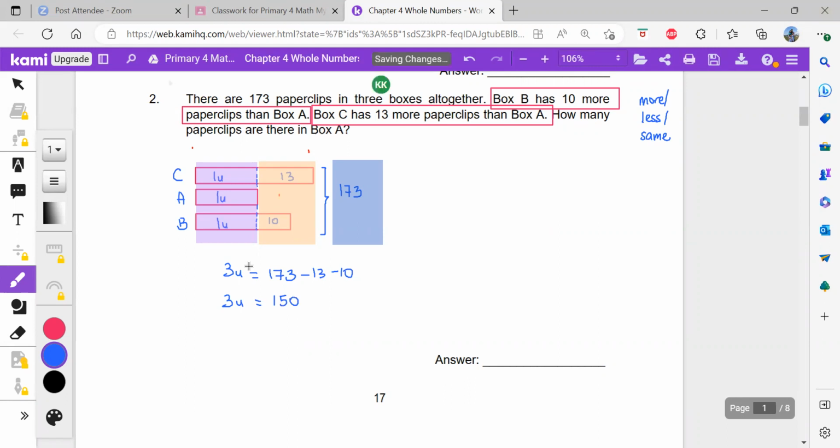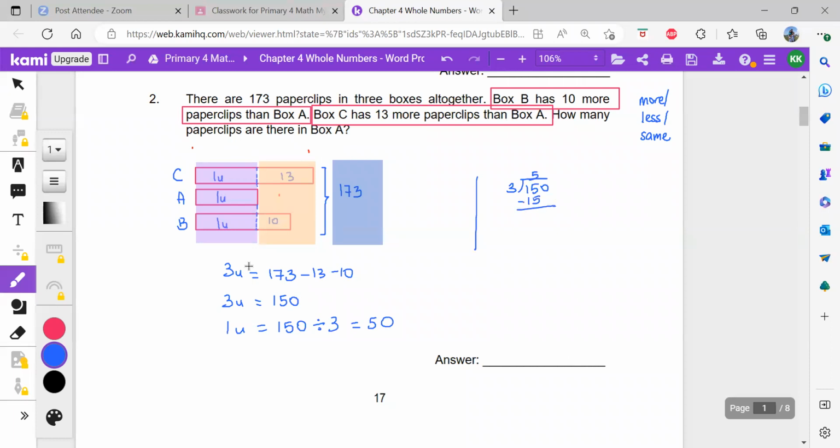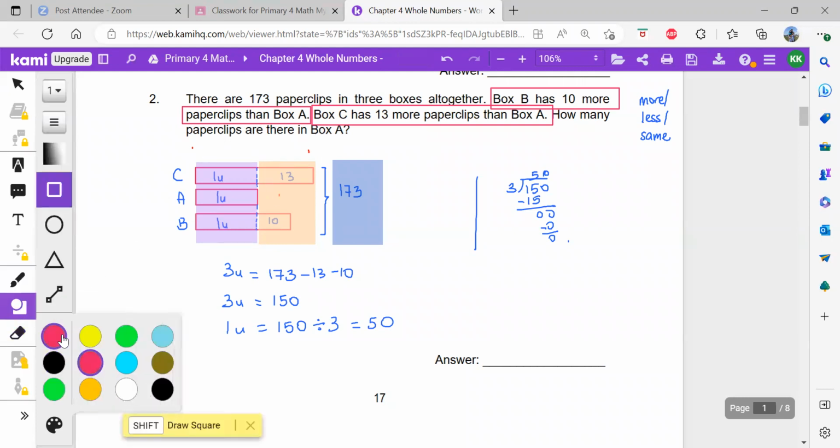All right, so if I know 3 units is 150, what is 1 unit? Yeah, 1 unit is just 150 divided by 3, isn't it? And that'll give me 50. All right, you can do a simple calculation if you need. 150 divided by 3, which is 50. So now let's come back to the question. How many paper clips are there in box A? So that is my question, isn't it? How many paper clips are there in box A?